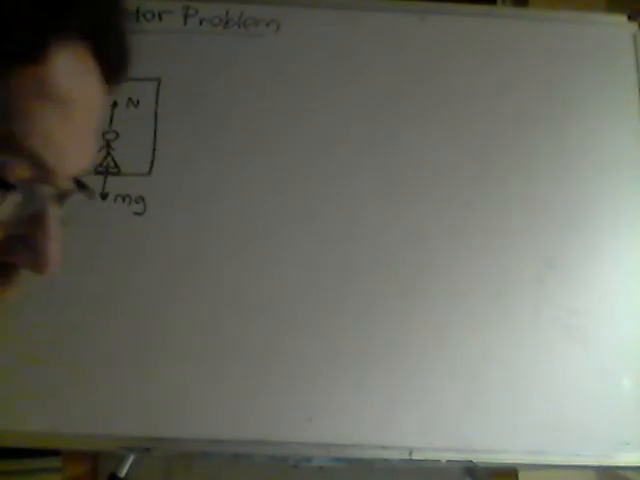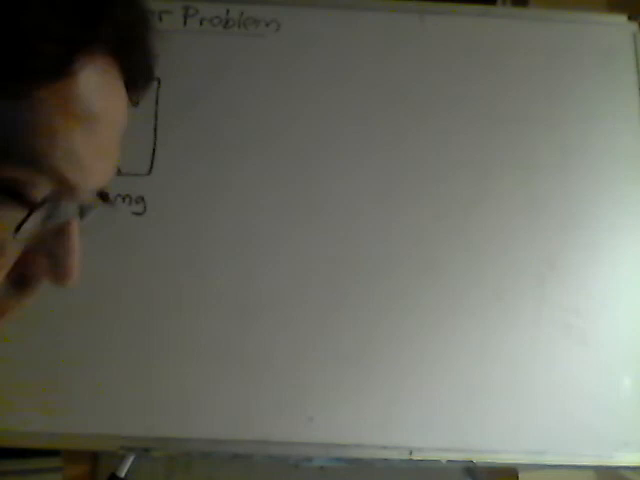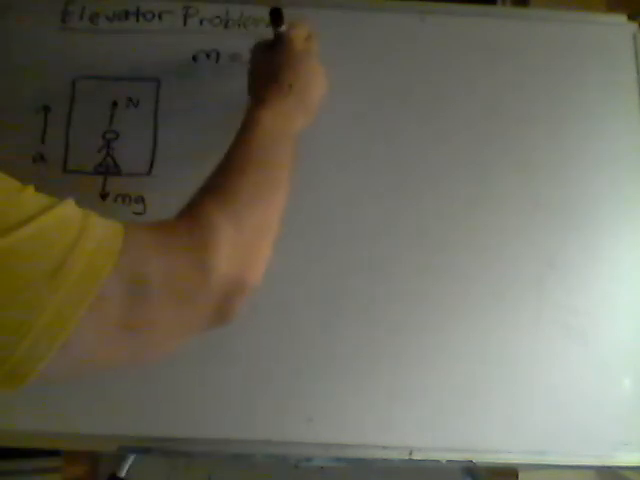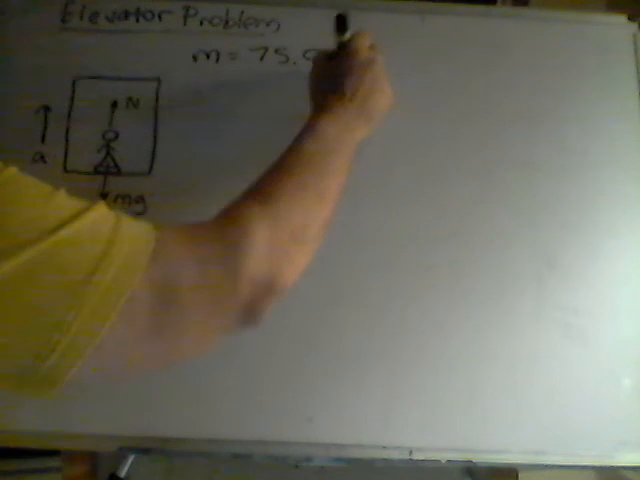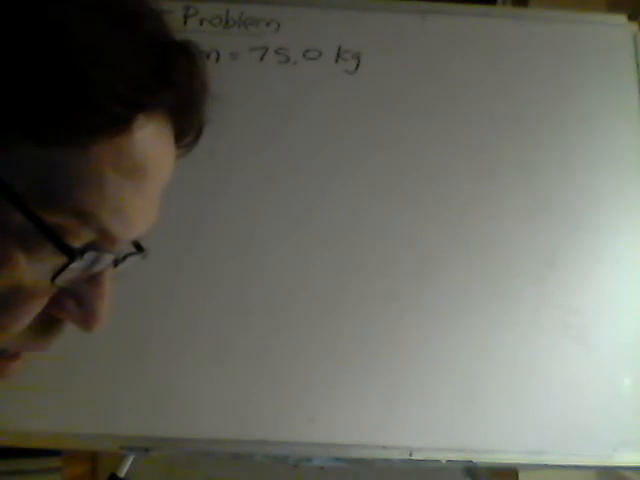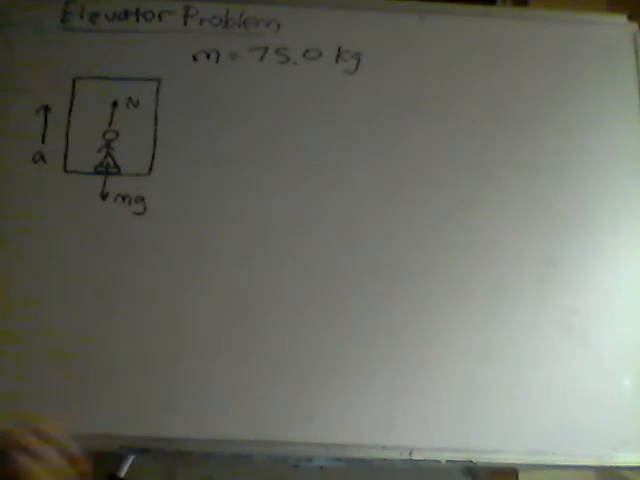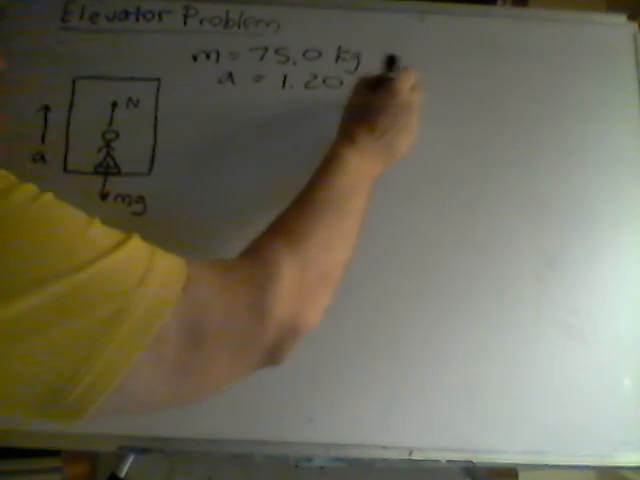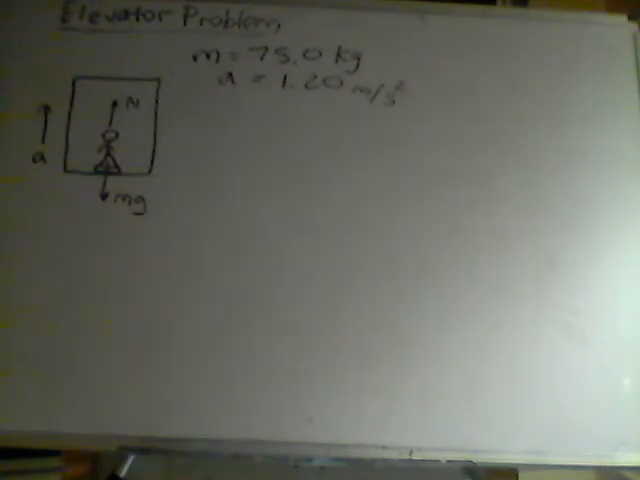So let's say for instance that your mass, let's say you're a big male, is 75 kilograms. And let's say that the acceleration is going to be, we'll just say it's 1.2 meters per second squared. The elevator's not that fast. We'll tell the elevator it's going up at 1.20 meters per second squared. Now, what will your weight actually read in this case? What will the spring scale say?